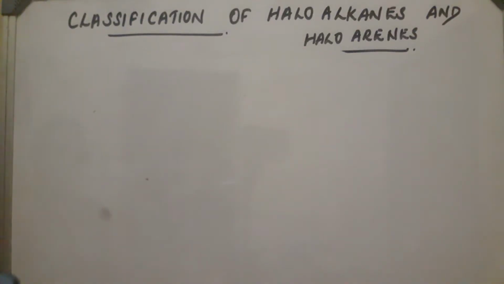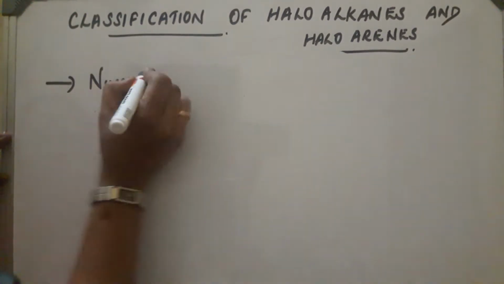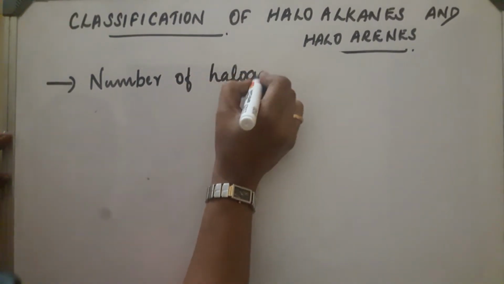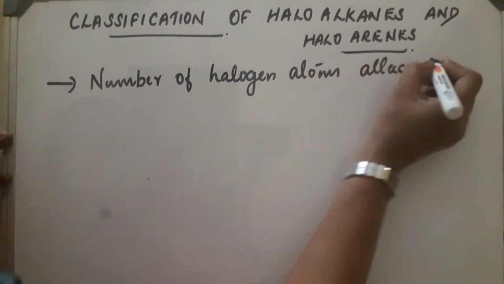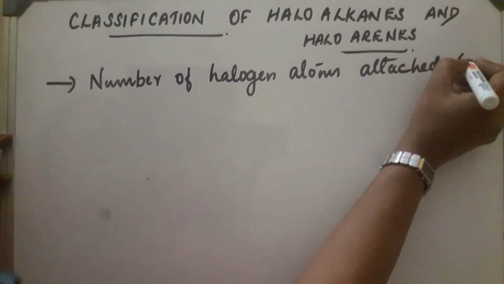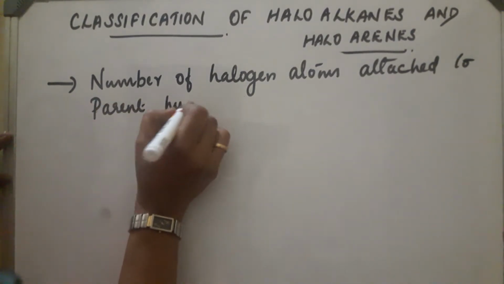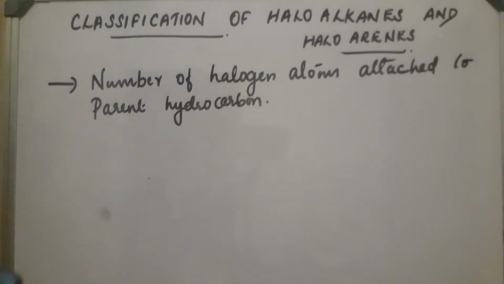Classification of haloalkanes and haloarenes. The first classification is based on the number of halogen atoms attached to the parent hydrocarbon. This is the first classification.